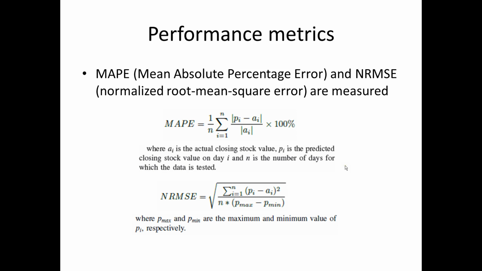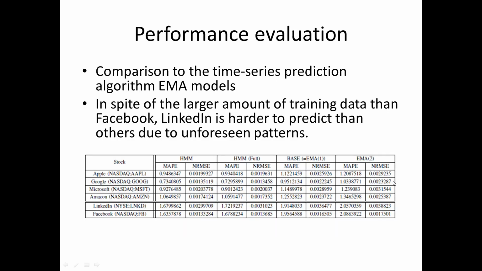Now for the performance metrics, we define two metrics: mean absolute percentage error, MAPE, and normalized mean square error, NMSE. I compared HMM with the time series prediction algorithm EMA. As shown in the table, HMM outperforms the EMA.